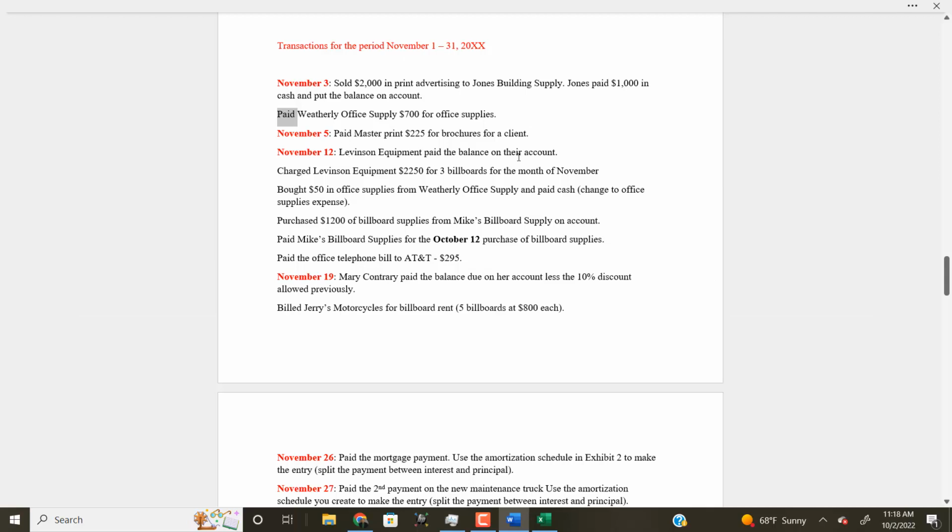Levinson Equipment paid the balance on their account. Now, Levinson Equipment, and I noticed that somebody didn't have Levinson in there. I think it was $5,000 that they had on their account. But how would we know?